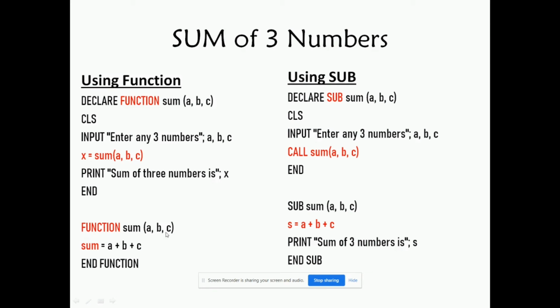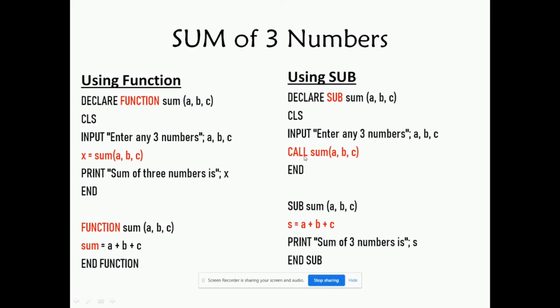And after that, function sum a comma b comma c, this is the same, we have copied the same. And then this function returns a value. To return a value, we should use the function name, that is sum, as it is, equals a plus b plus c. This function will return the value from here to here. Okay, then end function, and the return value will be printed, and then the program will end in this end line.